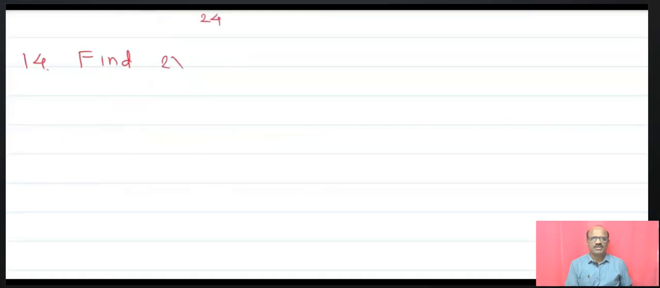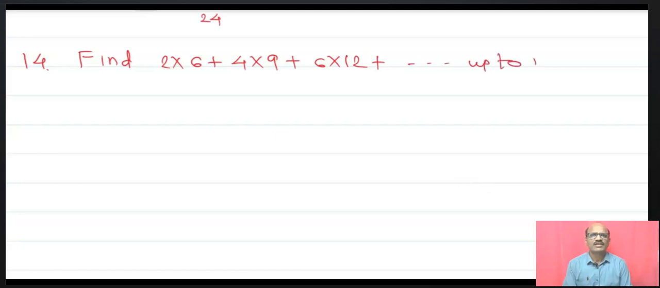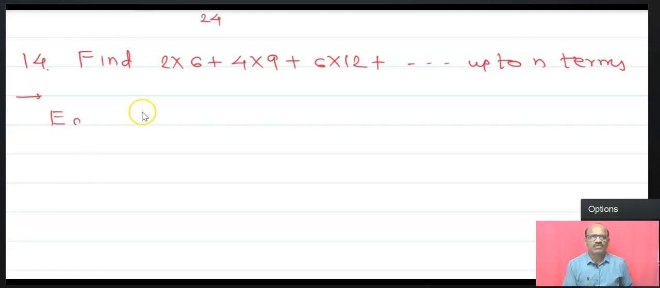Now the problem number 14. Find 2 into 6 plus 4 into 9 plus 6 into 12, in this way up to the nth term. Now, here we want to find out 2 into 6 plus 4 into 9 plus 6 into 12 plus dash dash to the n terms. Now, here is again the product of the two terms, first sequence and the second sequence. This type of problems we have solved in the exercise.